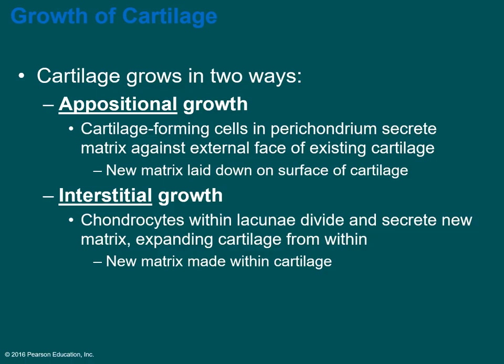secrete new matrix as connective tissue does. Cartilage, remember, is connective tissue, so it has that matrix. So now you're growing essentially from within. If you're growing on the external surface, that's appositional growth. If you're growing, think of it more internally and spreading out, then that's interstitial.